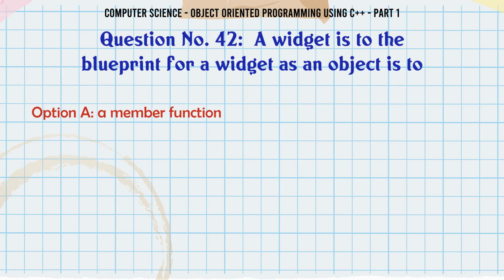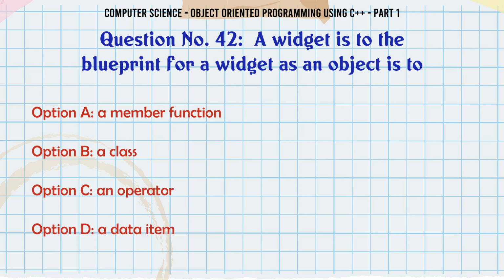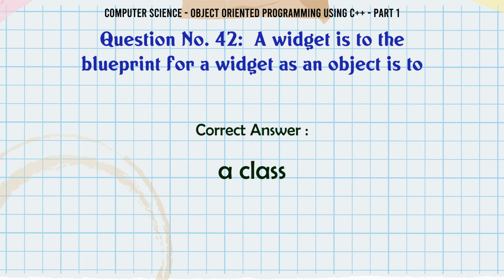A widget is to the blueprint for a widget as an object is to A. Member function, B. A class, C. An operator, D. A data item. The correct answer is a class.